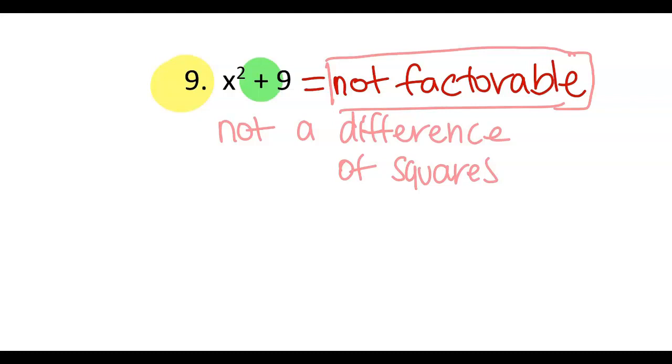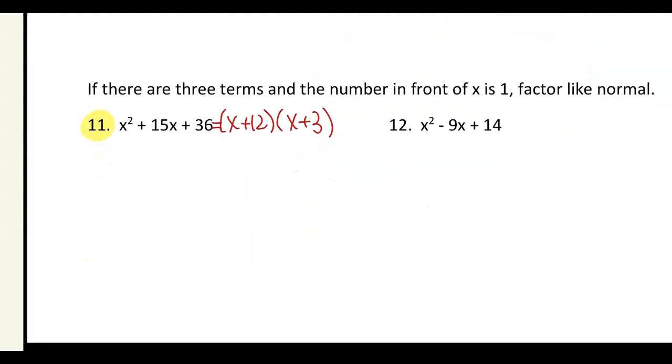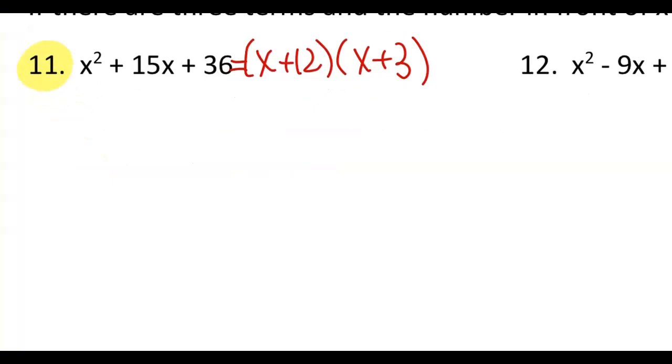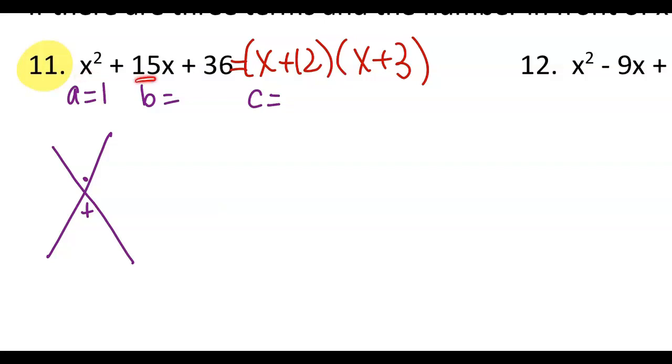Let's look at question number 11. For question number 11, this one I need to use my little X chart. So I've been doing that, I think, since probably like the first couple days of school. But I usually will label my A, B, and C value, and then I'll make my little X chart. Okay, so for my A value, that's the coefficient in front of x squared, so that's going to be a positive 1. B is the coefficient in front of x, which is 15, and C is the constant, that's 36.